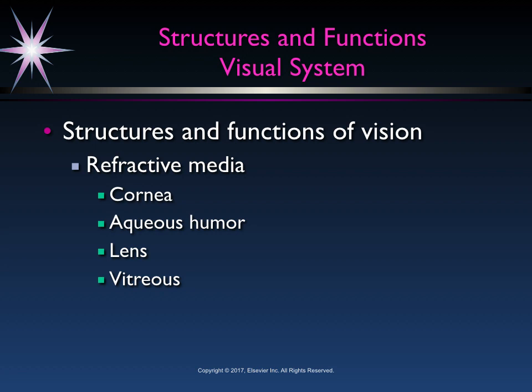Its shape influences accommodation, and you know from doing your assessment checkoffs that accommodation is a process that allows a person to focus on near objects, like when you're reading, and at the same time still be able to accommodate or look out into the distance. And then finally, the transparent gel-like vitreous humor is in the posterior chamber, and it also needs to be clear for effective vision.